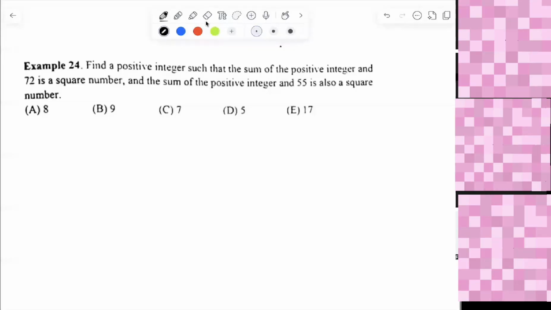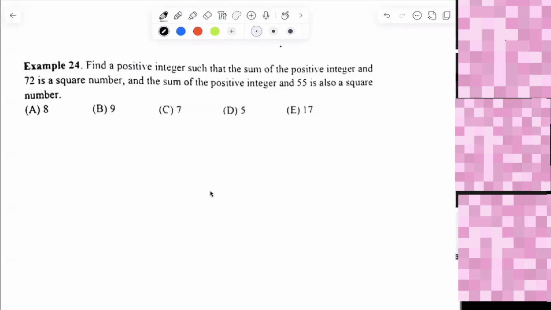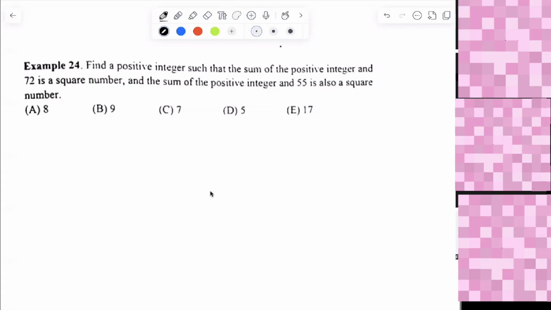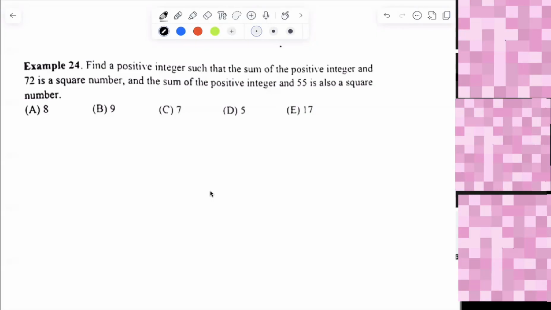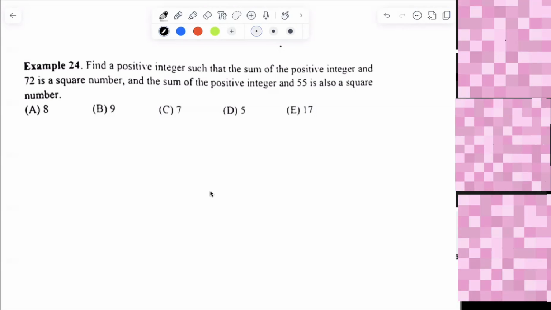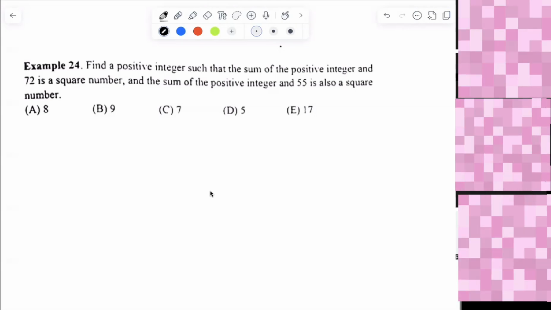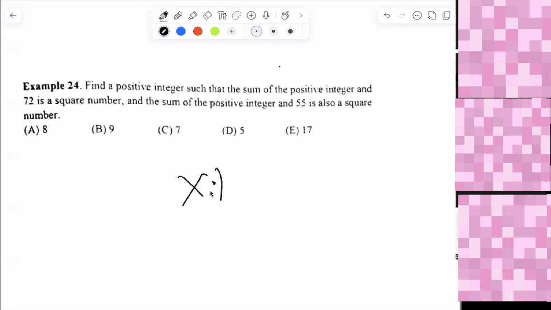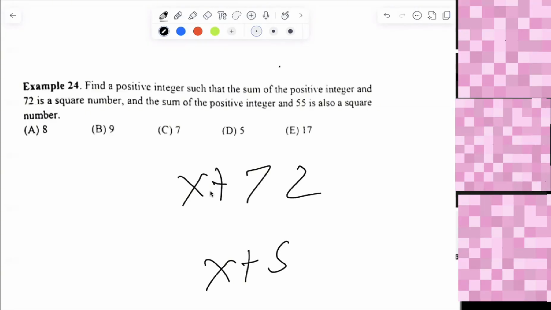All right, guys, let's get started with this question. So basically, how do you approach this? Well, notice that the sum of the positive integer and 72 is a square number, and so is the sum of the positive integer and 55. Say the positive integer is just x. It's just going to be x plus 72 and x plus 55. These two are square numbers.